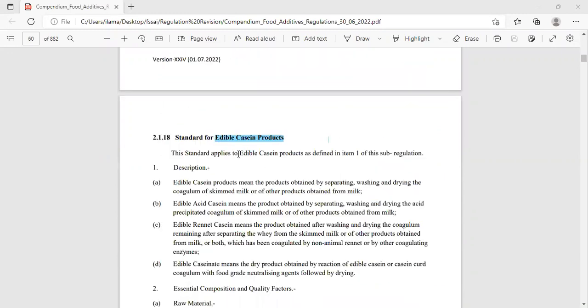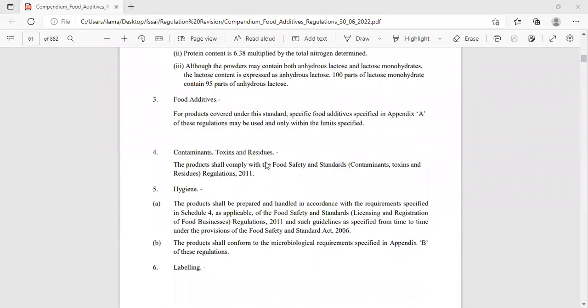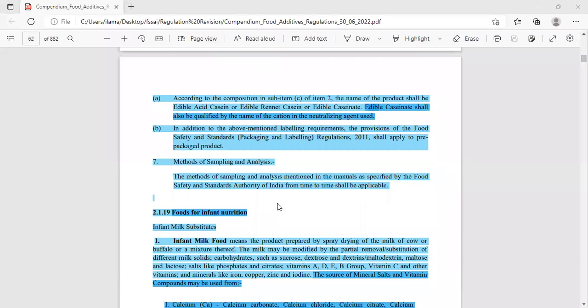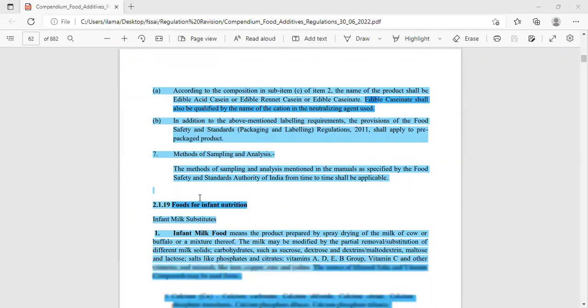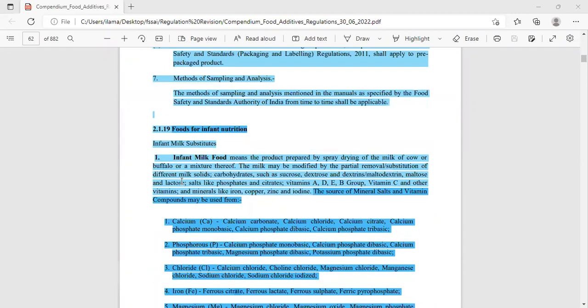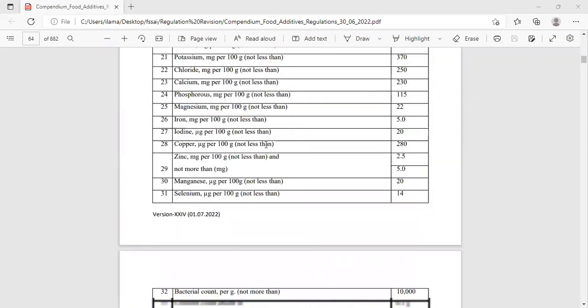And then caseins, edible caseins, just go through what is edible casein. And edible casein shall also be qualified by the name of the cation in the neutralizing agent. For example, sodium caseinate, potassium caseinate. So like that, we can also name them based upon the name of the cation. Here infant food, we already saw infant food in yesterday's infant food regulation. Those points are only repeated here, so go through it.